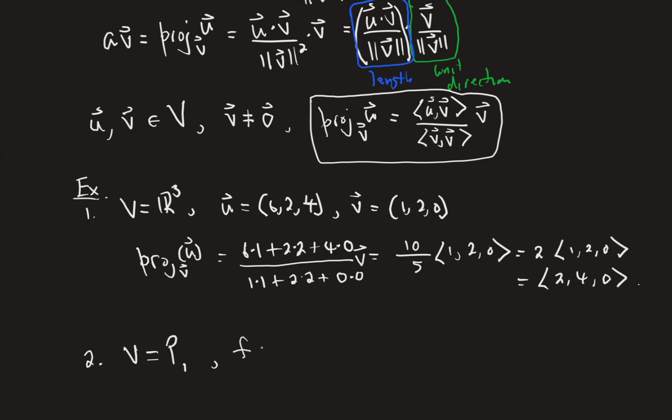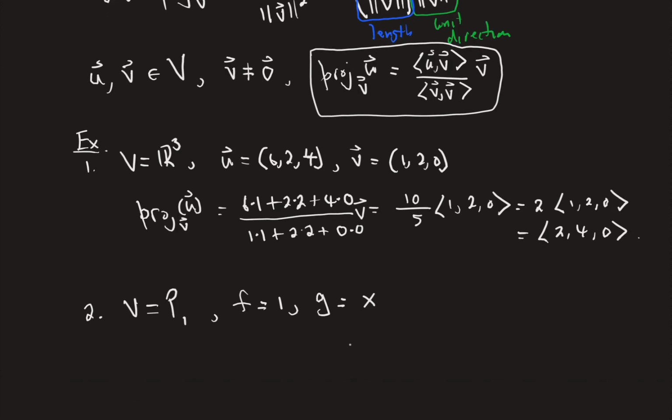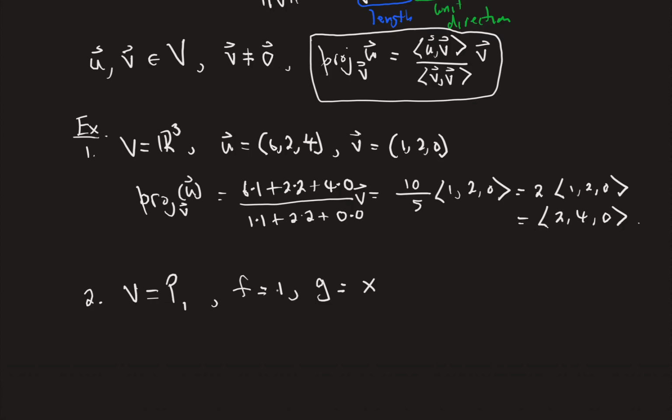I'm going to use f of x equal to 1, and g of x equal to x. Again, we want the projection of f onto g. So we want to project the function f onto the function g. Now, when I say that, and you think about the graph of these functions and projections, let me try to at least verbalize what this idea would mean.